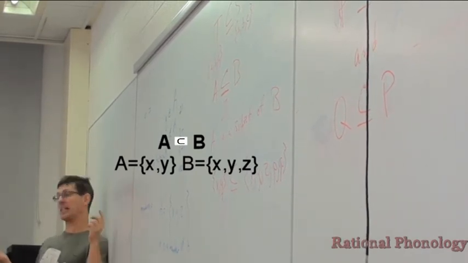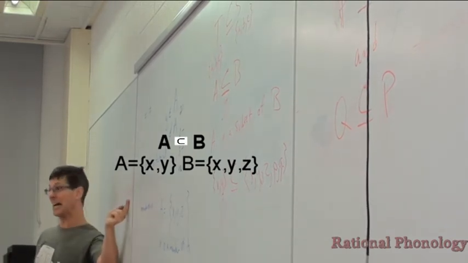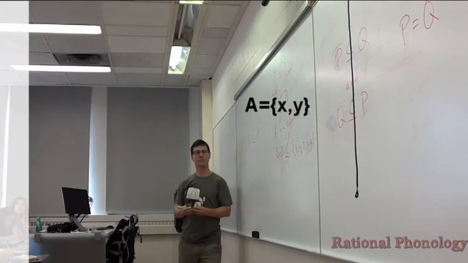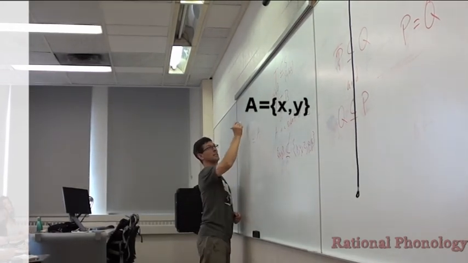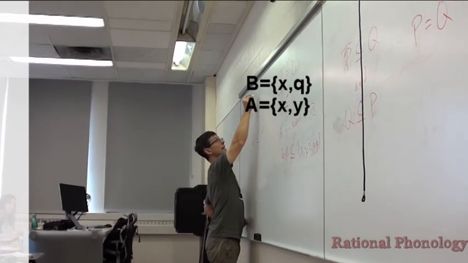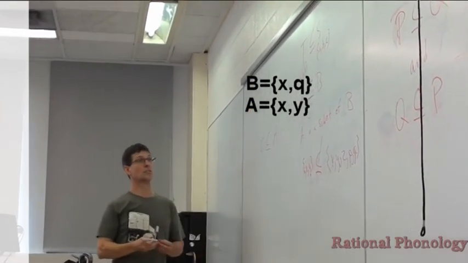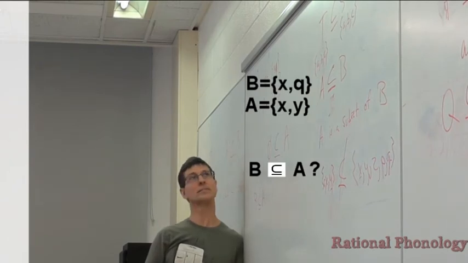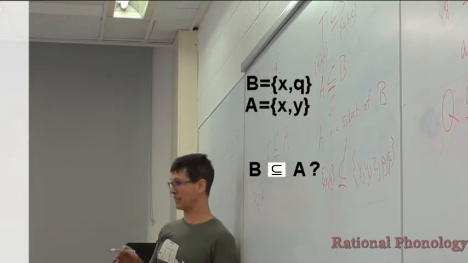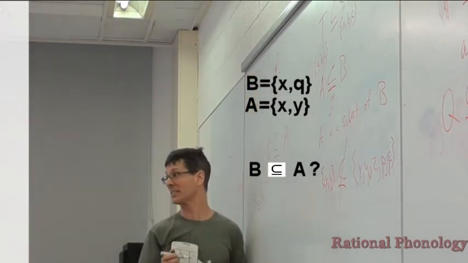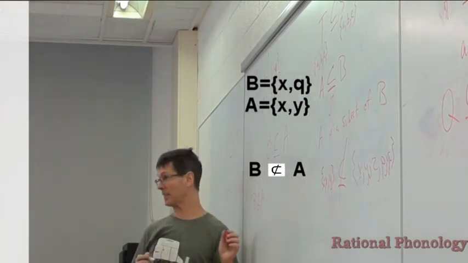Or another way to say the same thing is A is a proper subset of B if everything in A is in B, but it's not the case that everything in B is in A. So here's my set A, X, Y. Actually, let's do something easier first. Let's take A equals this, B equals X and Q. Okay? So is B a subset of A? Prove that B is not a subset of A. Right, so there's an element of B that's not in A, namely Q. Good. So this is false. B is not a subset of A, right?